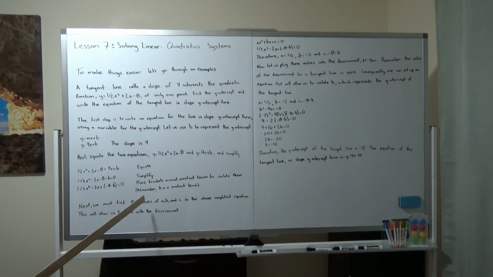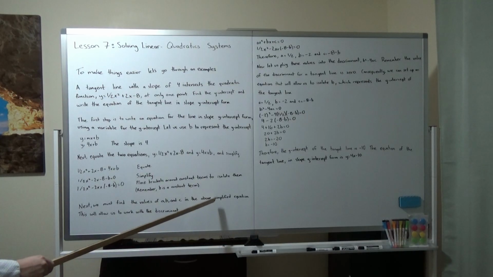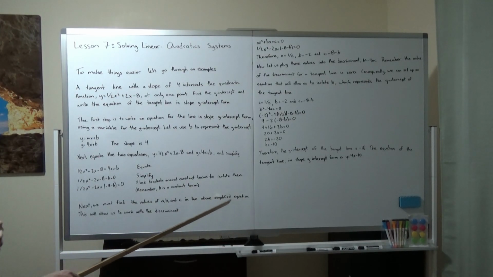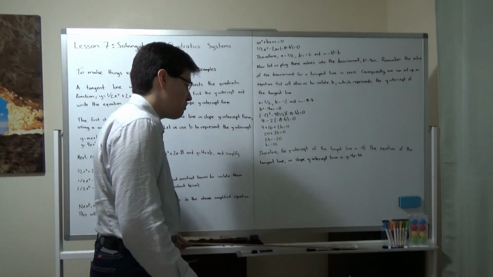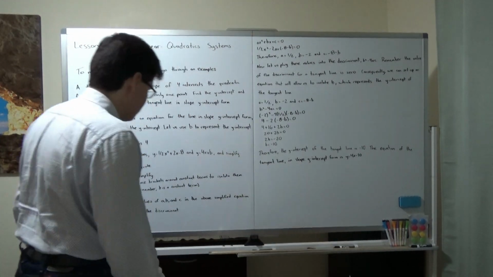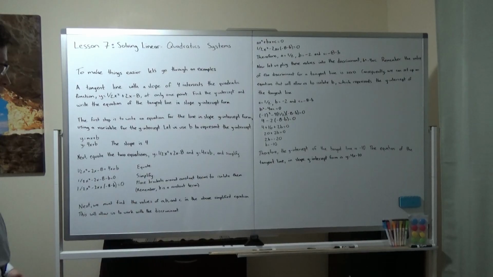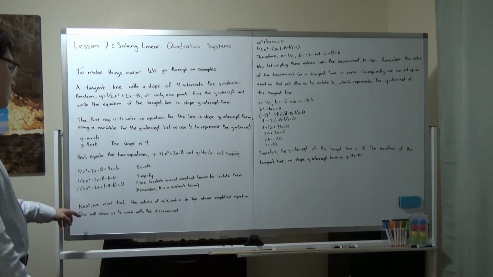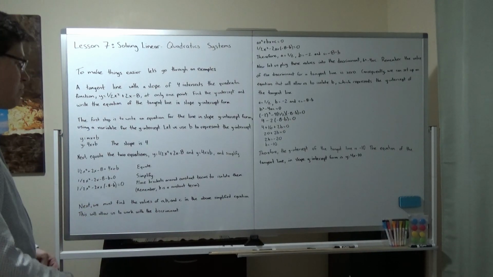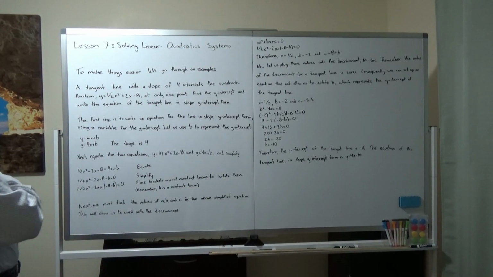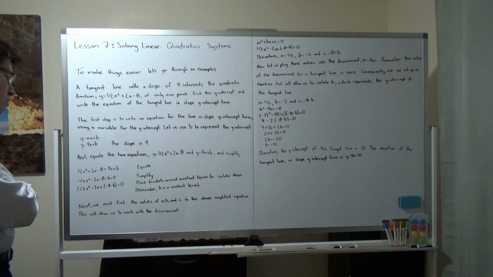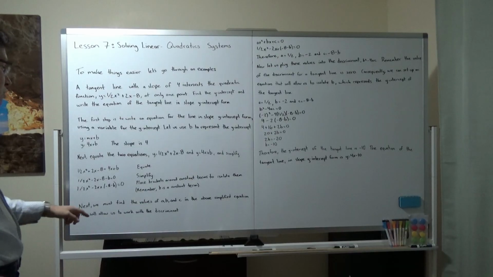Next, we must find the values of a, b, and c in the above simplified equation. This will allow us to work with the discriminant.